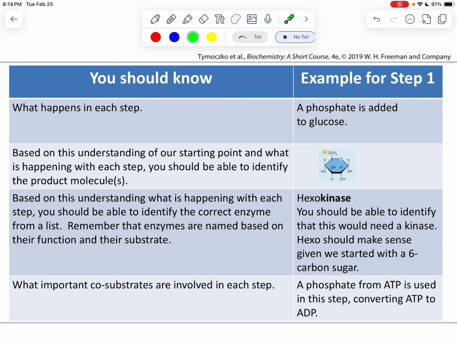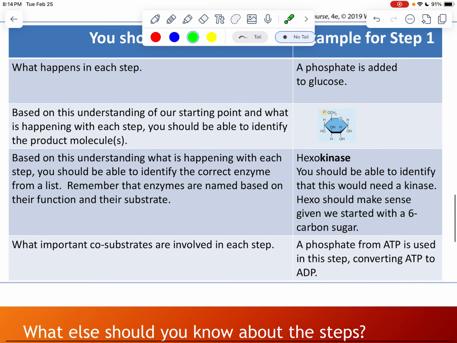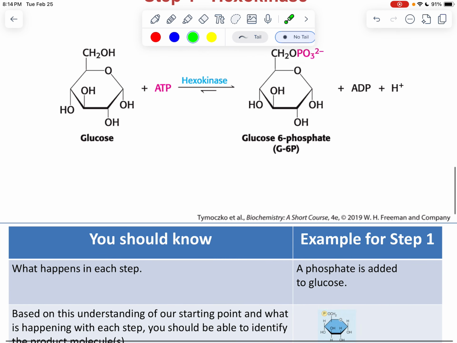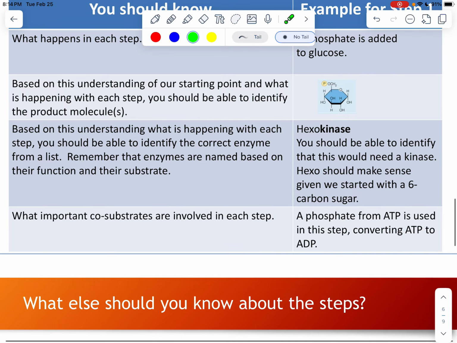We've got that 6-carbon sugar. So you should be able to pick this out of a list. This one actually you will need to memorize, but many of them you don't need to memorize the specific name, but you should be able to determine which one is correct. And you should know the important co-substrates. So for example, up here, we're pulling that phosphate from the ATP. So we start with some ATP, we end up with the ADP.